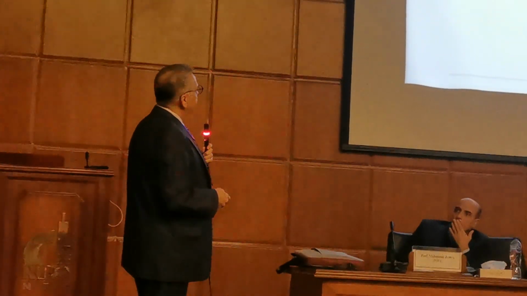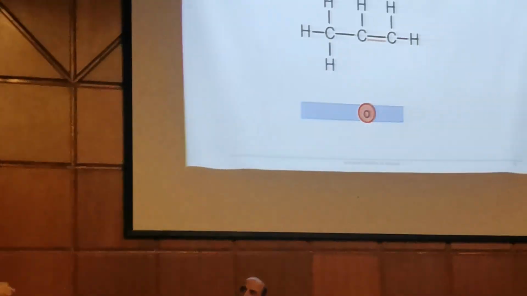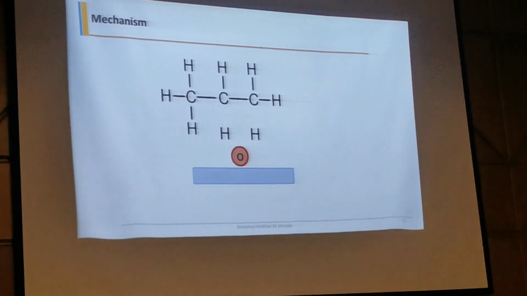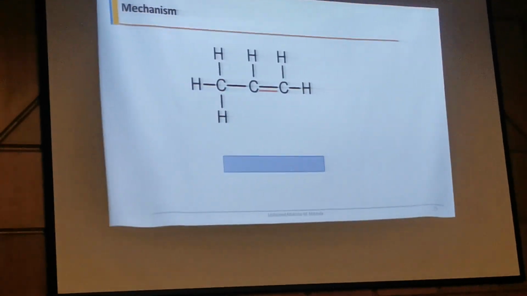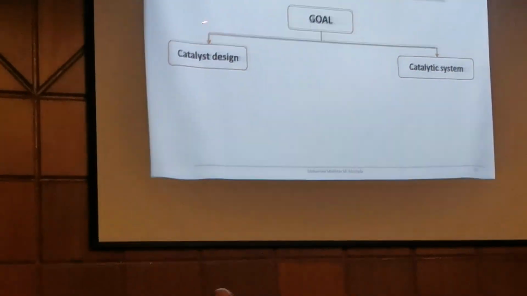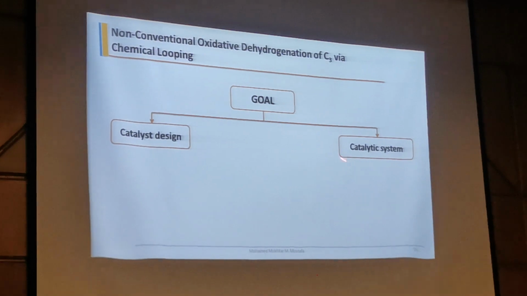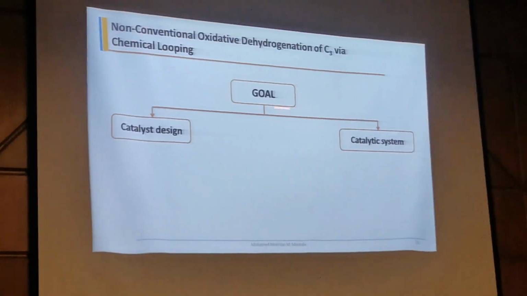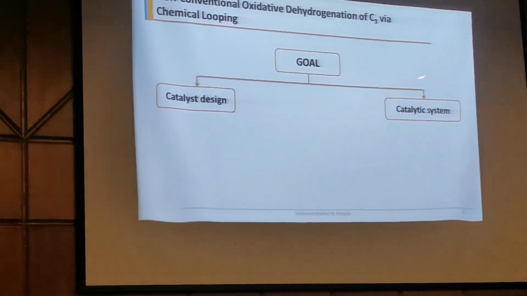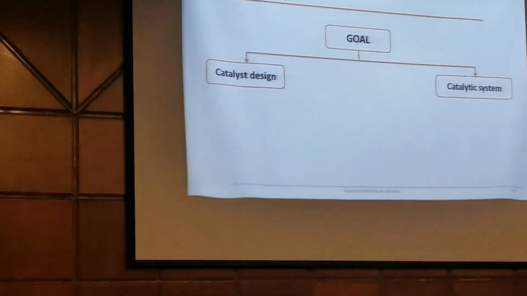I would like to show you this. This is propane going, taking the oxygen, converting to propylene, and then you need to return this oxygen again to the catalyst. So we have to think about the catalyst design. We have 2 points. One is the catalyst design itself, and second one is the catalytic system. So we have to think what's the good catalyst for doing that, and what are the catalytic systems that we need to discuss.